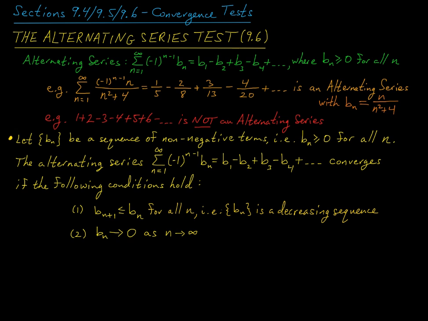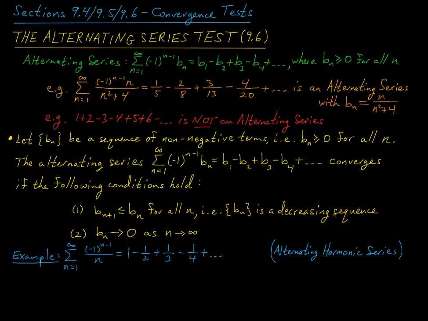All right, so now to illustrate, let's consider this series. We're summing negative 1 to the n minus 1 divided by n. n starts at 1 here. So this is 1 minus a half plus a third minus a fourth and so on. Note that this looks just like the harmonic series, except now we have this alternation in sign. And for that reason, this is called the alternating harmonic series.